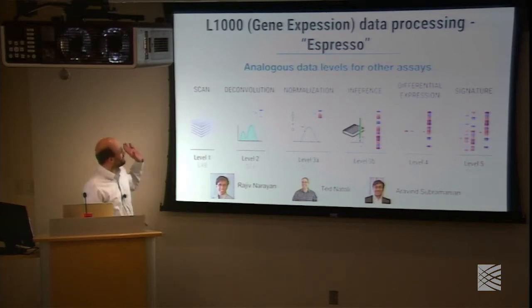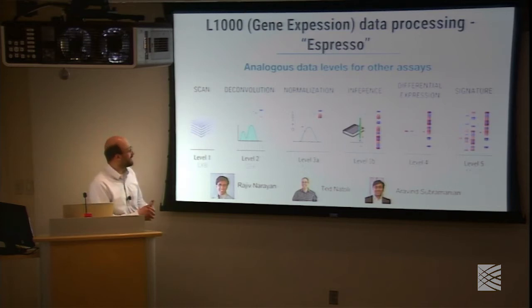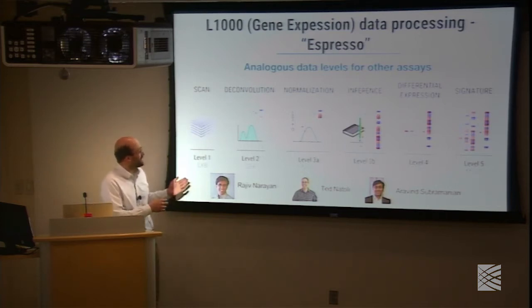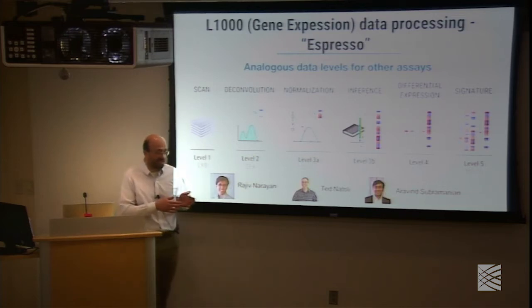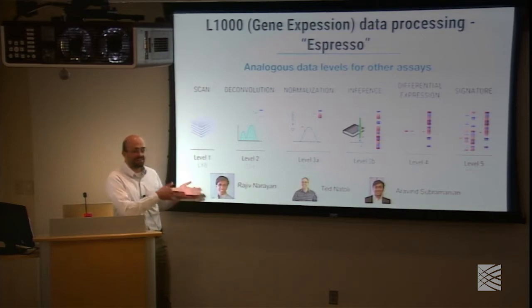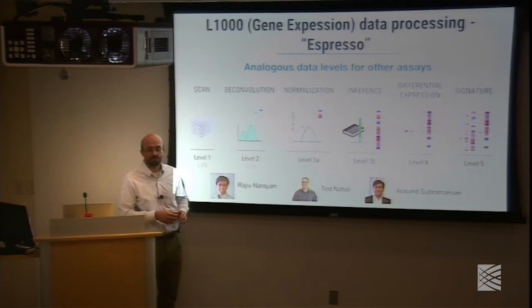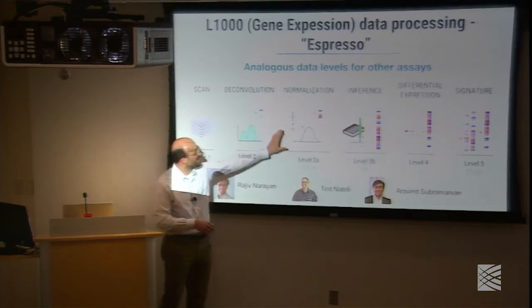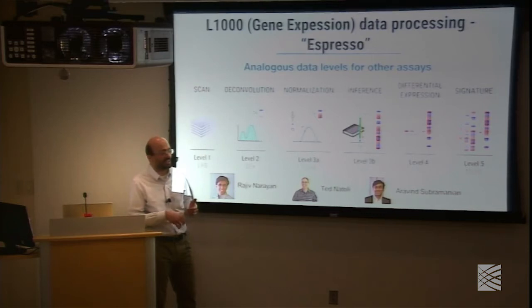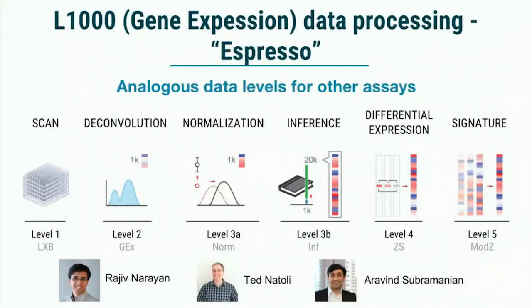So the data process starts with level 1 data. These are LXBs. They're binary files that come off the scanner when we've made the raw measurement in the lab. The first thing we do is a deconvolution, because our scanners actually measure 500 different analytes directly, but we want to measure 1,000 different genes, so we have a process for deconvoluting those 500 colors into 1,000 measurements. That's the first step. That gives us a very raw gene expression level. We then do a normalization process to controls on the plate and other controls in each well to give us normalized data.